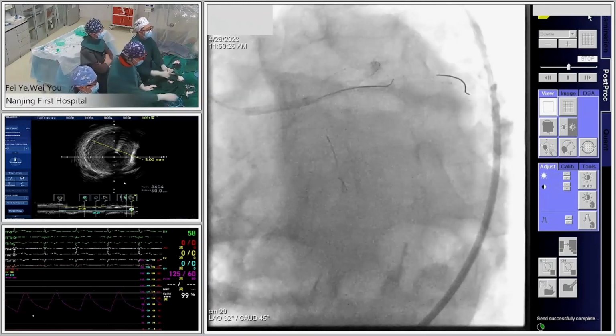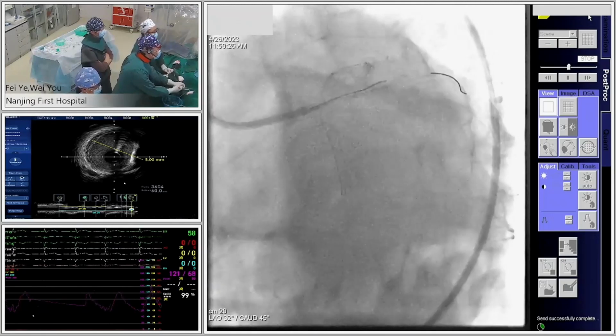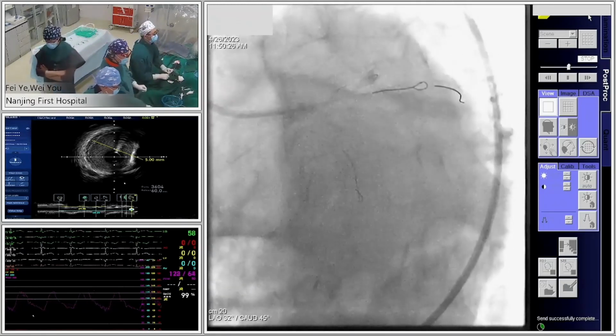Maybe some resistance. Test. No resistance. Okay, here is okay. Push a little bit. Okay. Check the IVUS. IVUS, please.